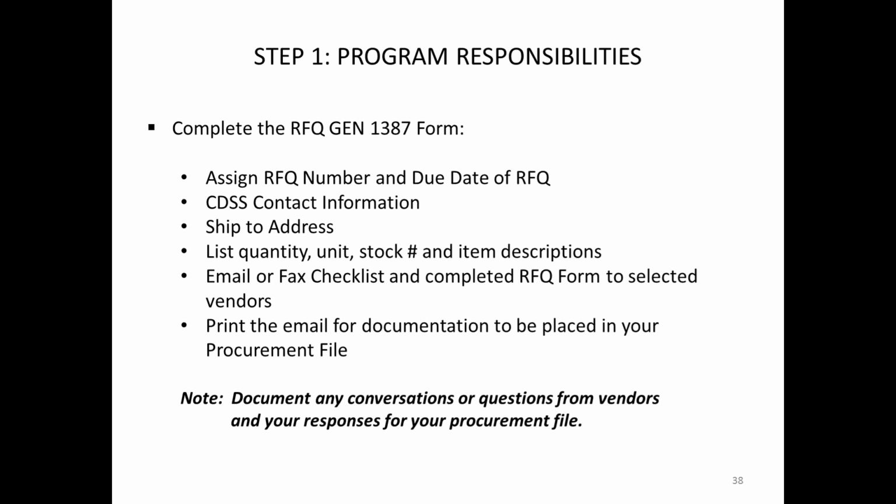Here are the steps to complete the Gen 1387 form. Assign an RFQ number and due date. Include the CDSS contact information and the ship to address. List the quantity, unit, stock number, and item descriptions. Email or fax checklist and completed RFQ form to the selected vendors. Print the email for documentation to be placed in your procurement file. Please document any conversations or questions from vendors and your responses for your procurement file.